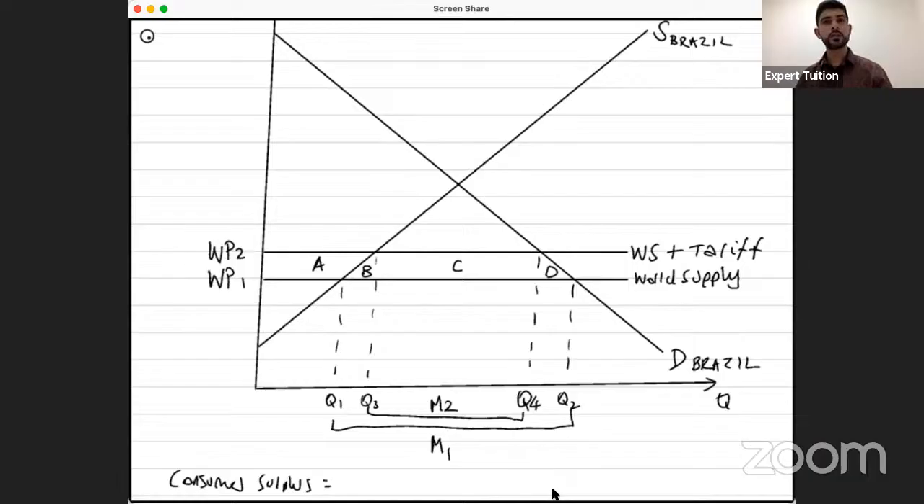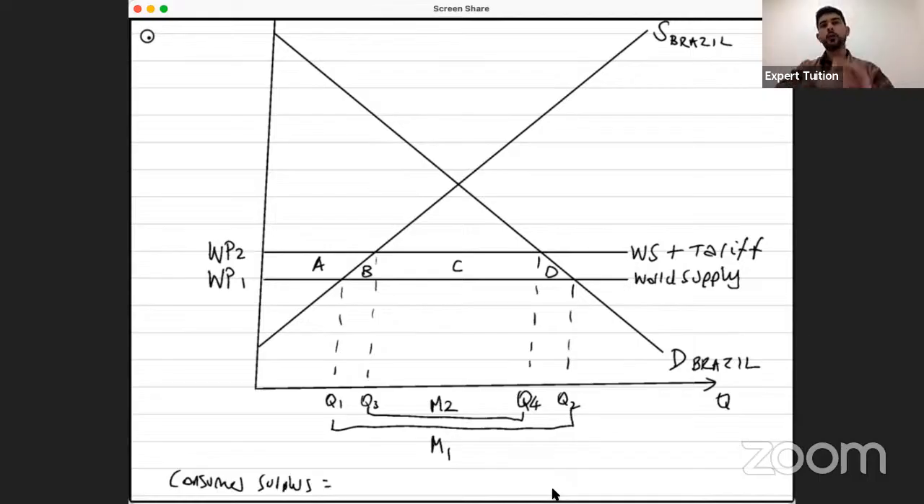What is the definition of consumer surplus? Consumer surplus is the difference between the maximum price a consumer is willing and able to pay for a good and the actual price they pay for the good. Agreed? Let's work out what's happened to consumer surplus.